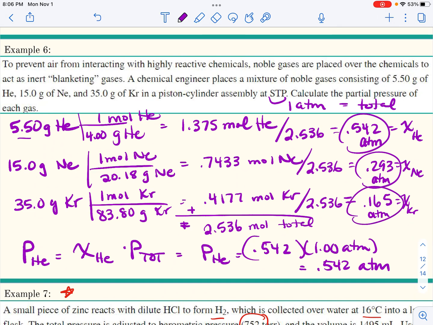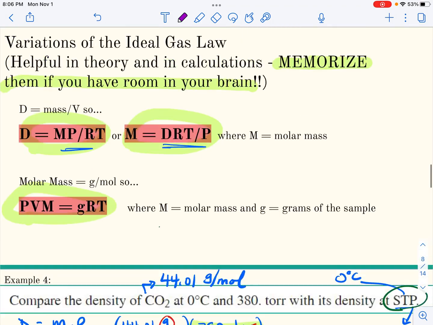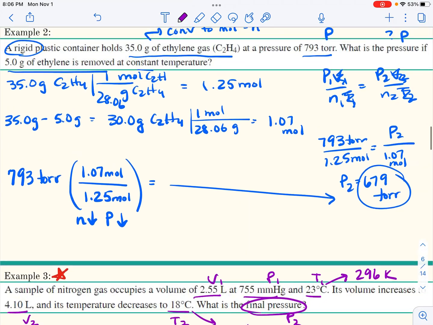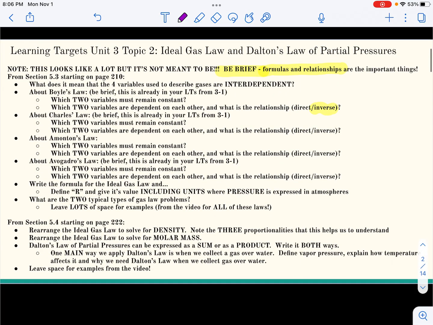So hopefully this was helpful for you to see some different examples. We're going to work really hard on this in class so that you have lots of examples to look at. So let me know what questions you have.